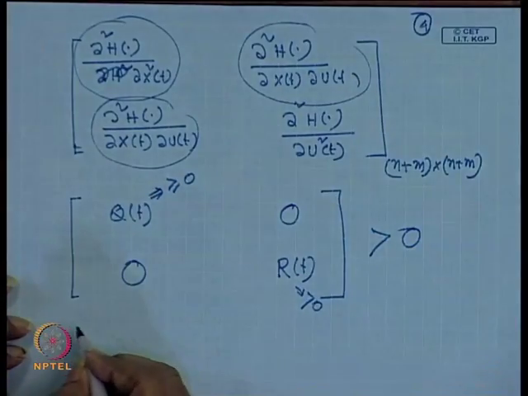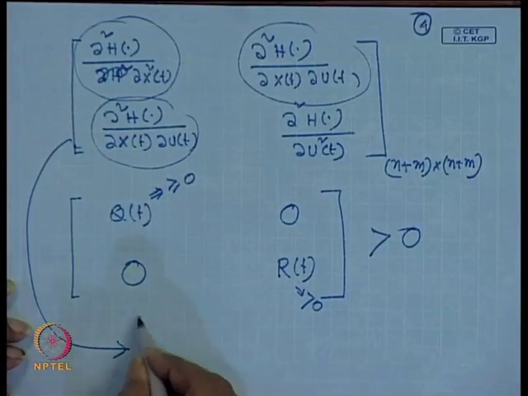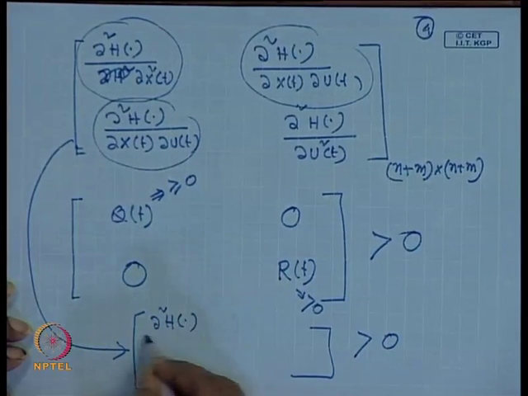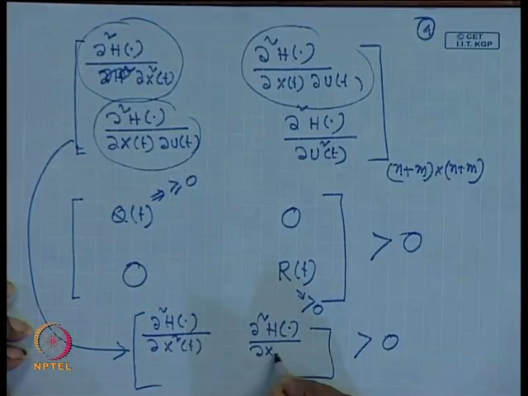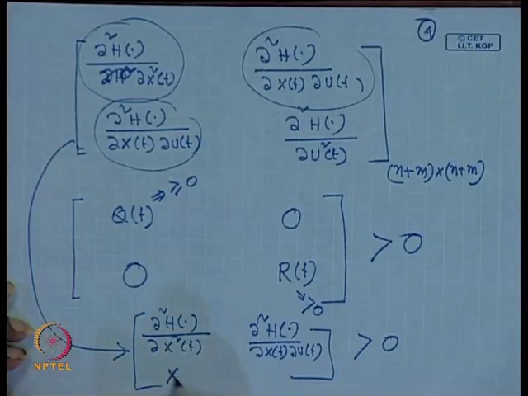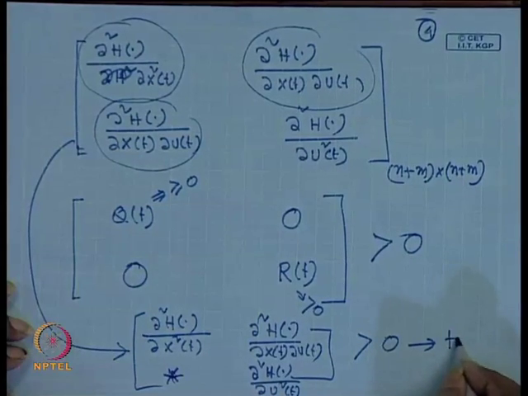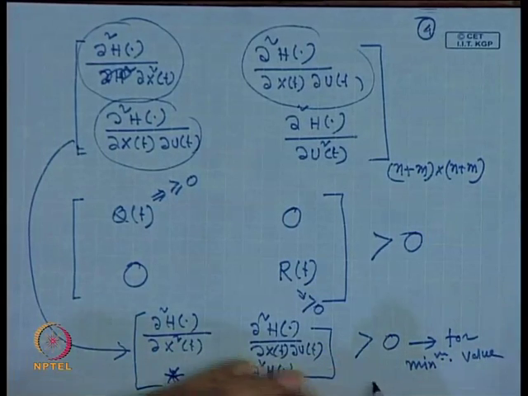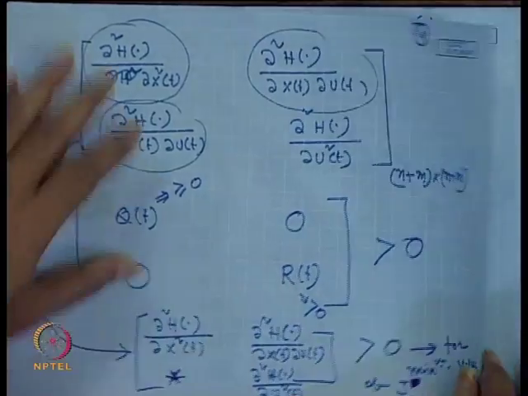So, this implies that this matrix must be greater than or equal to 0, that is del square h, del x square of t, del square h, del x of t, del u of t, and the symmetric of that one, the star, I can write it, then del square h, del u square of t must be positive definite for the minimum value of the functional, the minimum value of j star, you write j. So, this is the necessary condition.